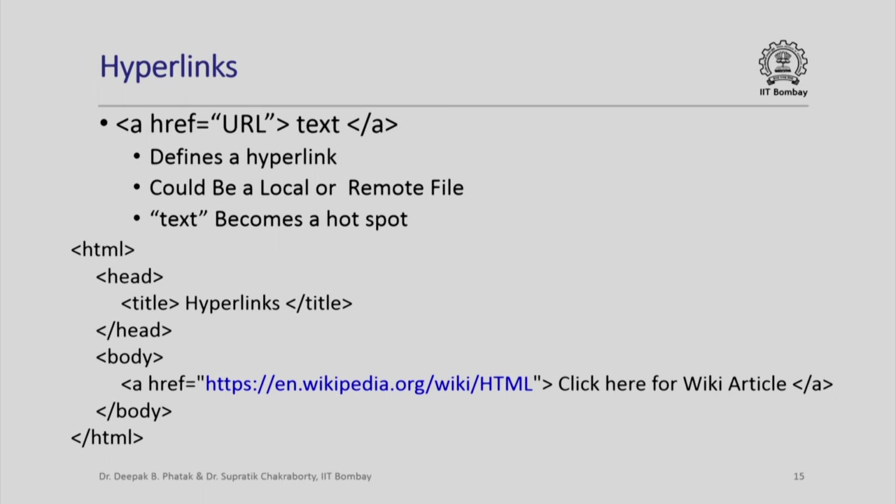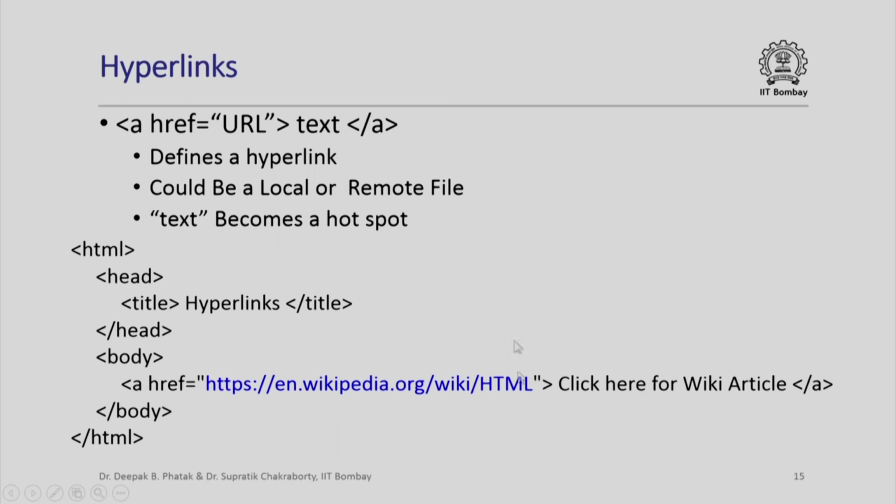That is, I want to display a text, but if I click on that text, then I should automatically go to another web page which may be on some other server. Now, we know that web pages are always defined by their URL. For example, https://en.wikipedia.org/wiki/html is actually a URL of a web page.